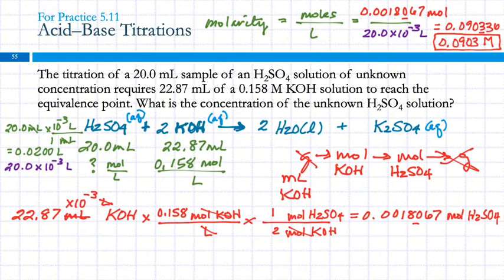0.0903. Is this a dilution problem? You see anything about diluting something in here? No. This is not a dilution problem. So I should not use the dilution equation, M1V1 equals M2V2. It's not going to work here because that doesn't include the mole ratio.